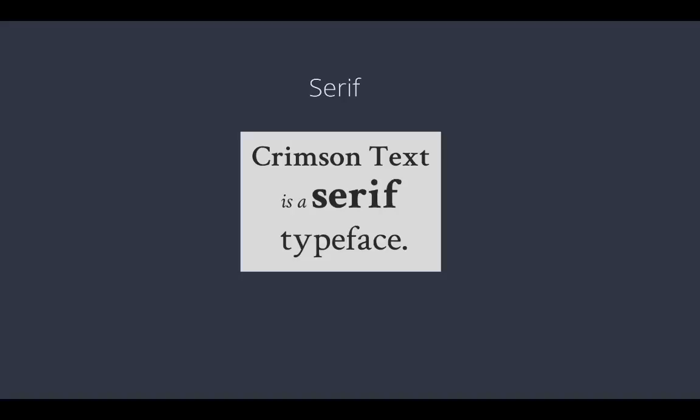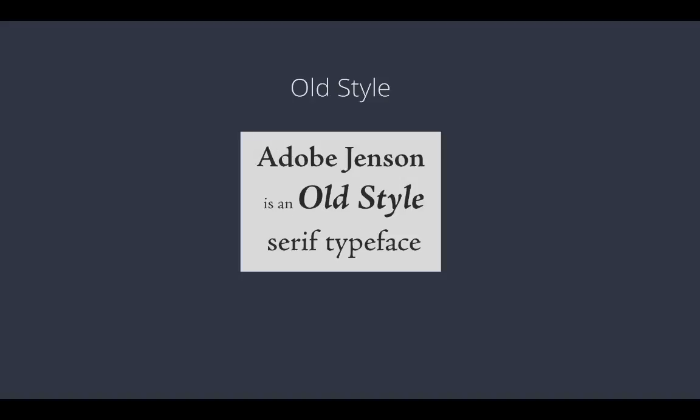Within the serif classification, there are many subtypes. You have your old style, which is also called humanist, and the old style typeface dates back to the mid-1400s. The main characteristic of old style is the diagonal stress, which is that the thinnest parts of the letters appear on the angled strokes, rather than the vertical or horizontal ones. Typefaces in this category that I've included are Adobe Jensen, Centaur, and Goudy Old Style.